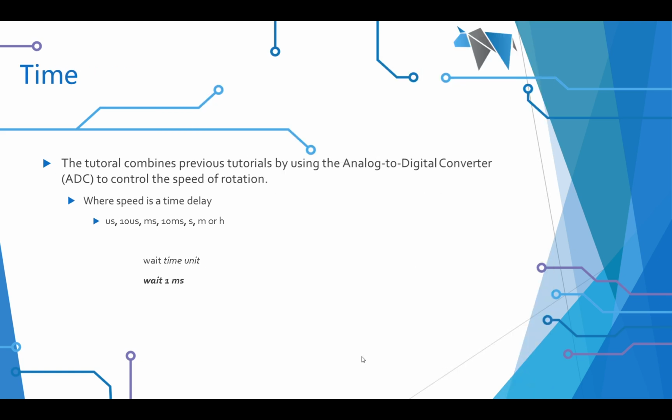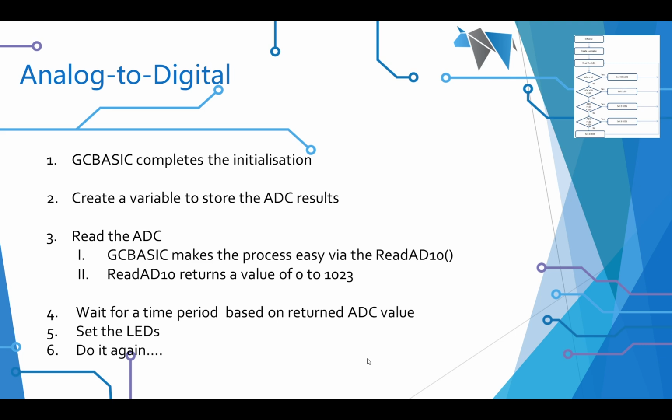So this tutorial builds upon the previous tutorial of the ADC or analog digital converter, but this time we're going to change the way we use the wait. Remember, wait was a value of time and a unit of time, like wait 1 millisecond. And so what we're going to do is get GCBASIC to initialize the chip for us.